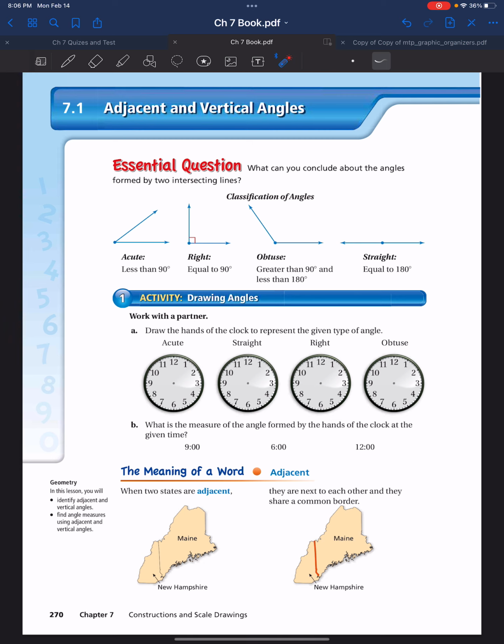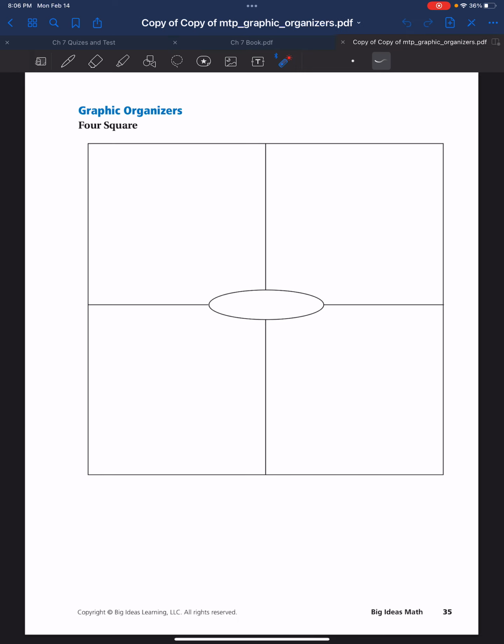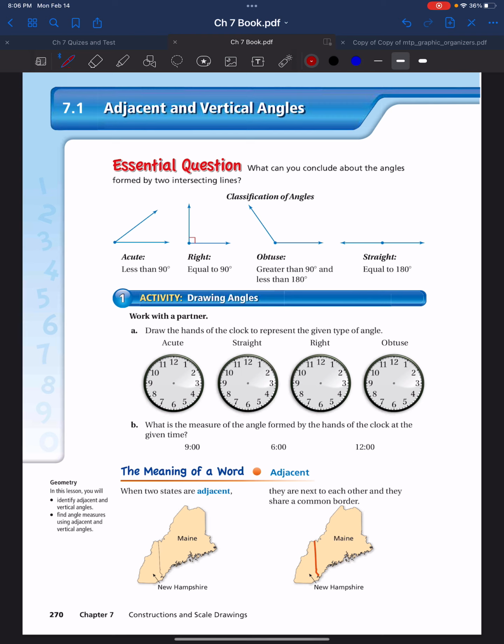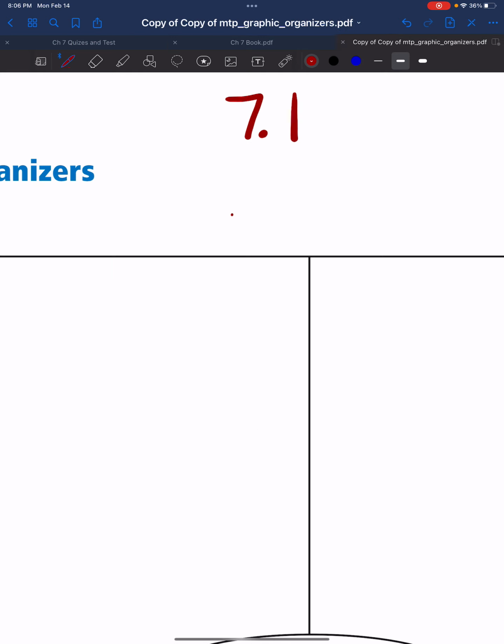The other thing you're going to need for today is this graphic organizer. I'm not sure which number this is. This might be 2, 3, 4. I don't remember. But you need this one, so you can pause the video, go get that. At the top, we're going to write 7.1. And on 7.1, we're also going to write the title, and that is Adjacent and Vertical Angles.